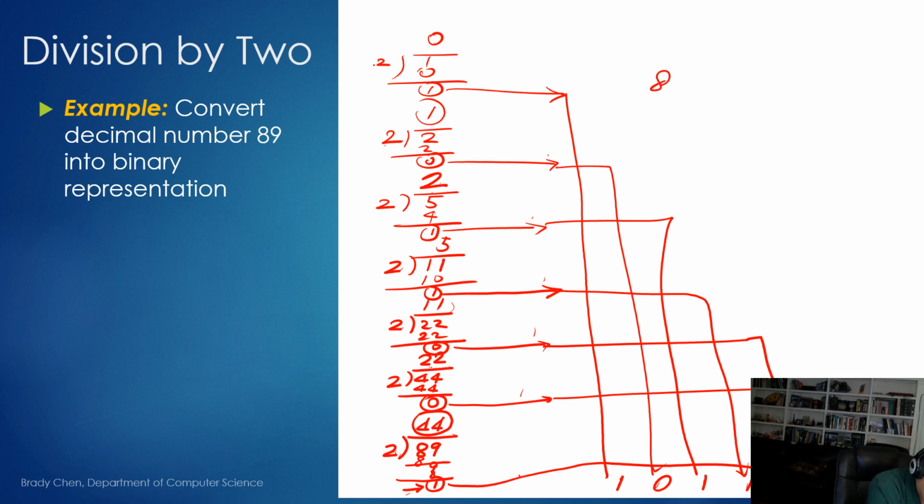So the binary representation for 89 is 1, 0, 1, 1, 0, 0, 1. Okay. It's very simple, right?